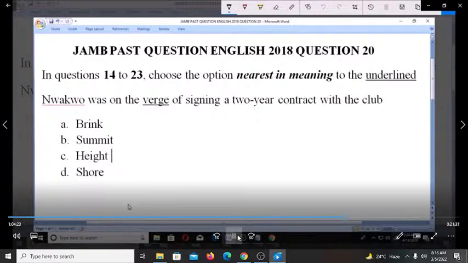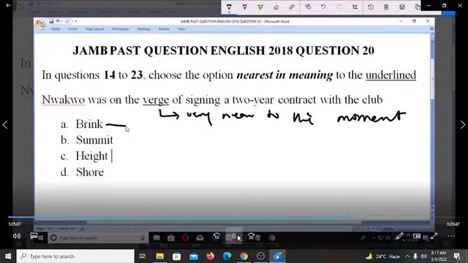On the verge. When you say that something is on the verge of, it means that thing is almost happening or is on the brink of happening. So the word verge and brink are synonymous. Summit simply means the top of something. So let's look at these words one by one. Verge means that you're on the edge, almost doing something, very near to the moment when something happens. So it's very near to the moment of signing the contract. That's the meaning of verge.